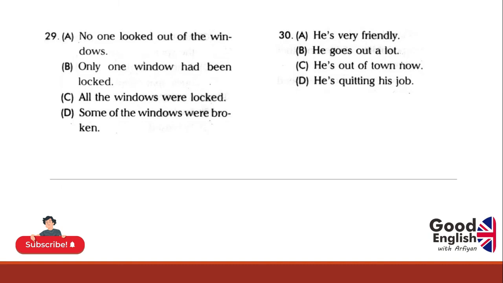Number 29. Were any of the windows unlocked? Not one of them. What does the man mean?